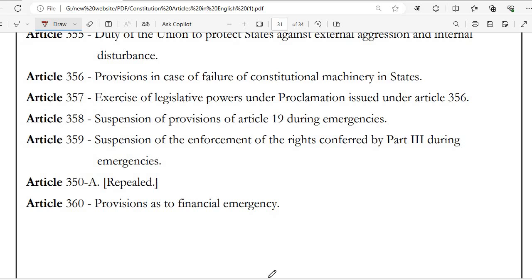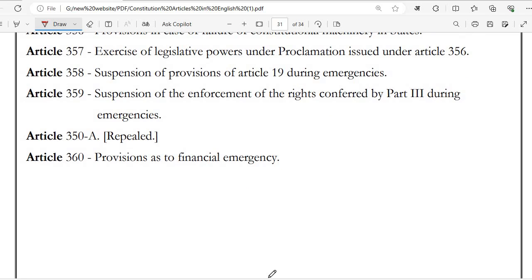Article 356, the failure of constitutional machinery in a state. This is also called President's Rule in the state. The state government, chief minister and other ministers can be dismissed if they are not working according to the Constitution. The President can dismiss the state government. This is called President's Rule in a state, and it has been applied more than 100 times. And Article 360, the provision of financial emergency, and it has not been implemented yet.